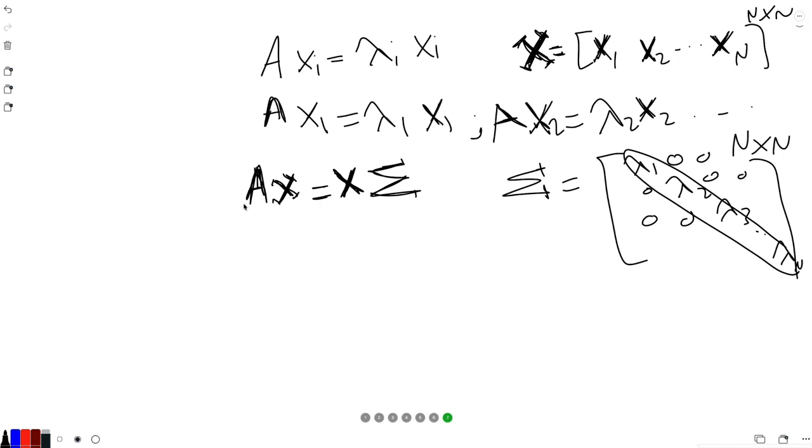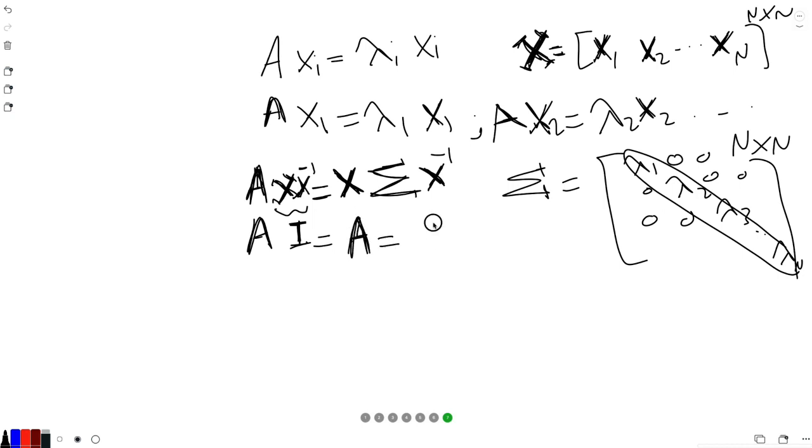Okay, and now if you multiply by the inverse of X on both sides, here by X inverse and here also by X inverse, on one side X times X inverse is the identity. So this one will be the identity matrix, and A times the identity matrix is actually nothing but A.